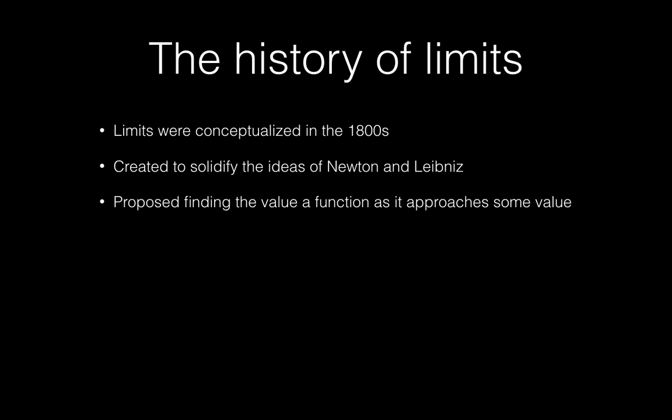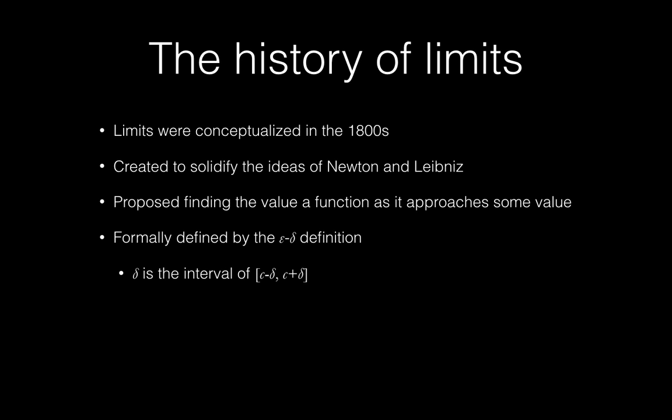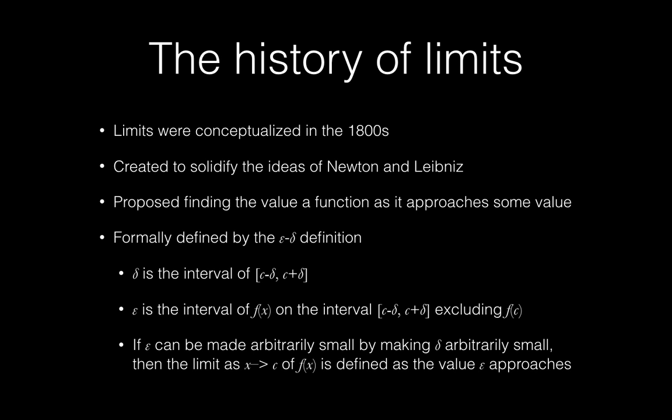It proposed finding the value of a function as it approaches some value. It's formally defined by the epsilon delta definition, where delta is made to be the interval of c minus delta to c plus delta, where c is the point you are trying to find the limit at. Epsilon is the interval of f of x on the interval of c minus delta to c plus delta, excluding possibly f of c. If epsilon can be made arbitrarily small by making delta arbitrarily small, then the limit as x approaches c of f of x is defined as the value that epsilon approaches.